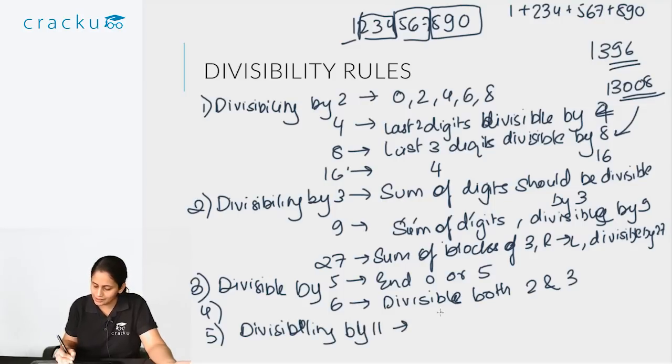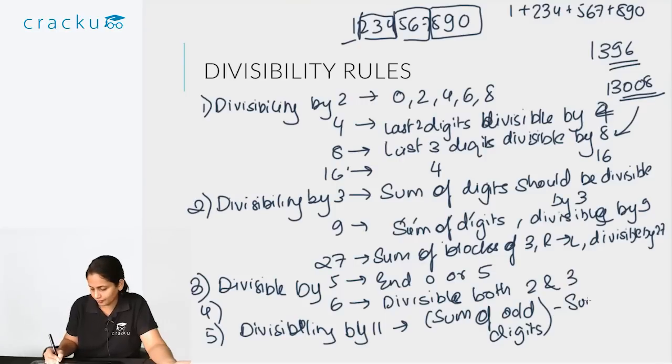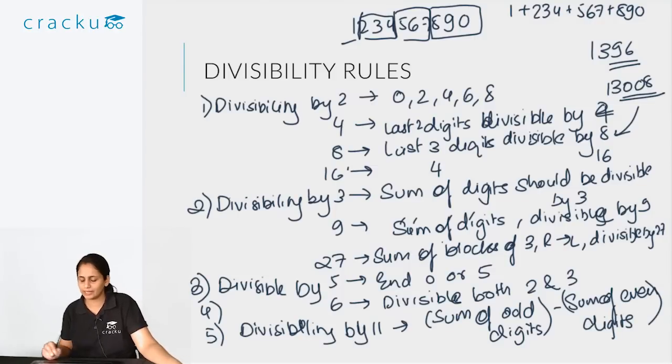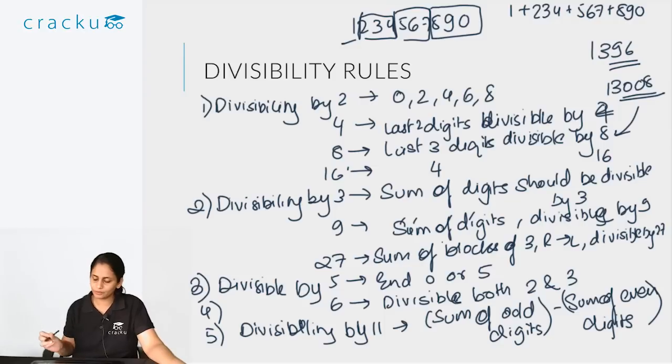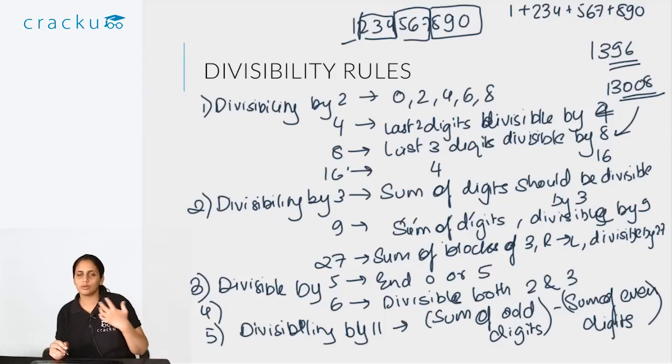In this case, the sum of odd digits minus the sum of even digits should be divisible by 11. The thing with all of this is that now, with the calculator, you don't have to check whether a number is actually divisible by another number.